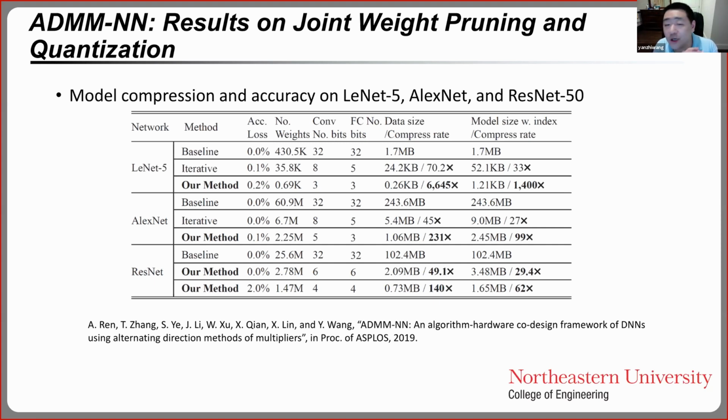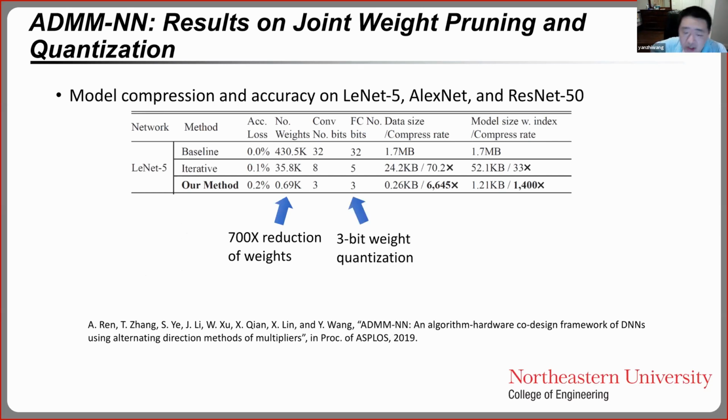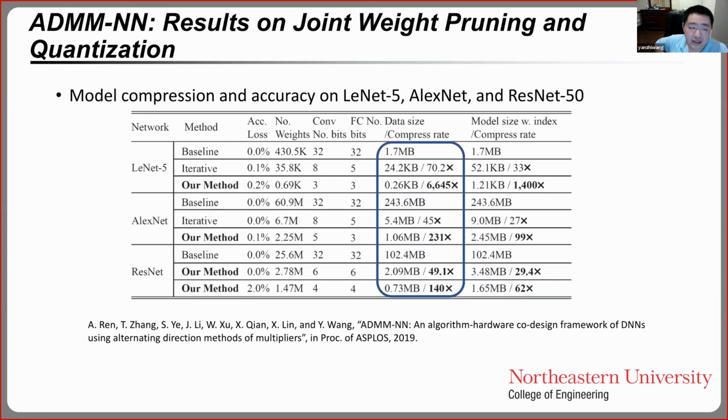So these are still working on LeNet, AlexNet, and ResNet, and the latter two are on ImageNet. We see this LeNet again, and this is the maximum compression that we show in these slides. We can achieve 700 times reduction of weights, and simultaneously, we can achieve 3 bits with quantization, and the accuracy is still 99%. So the overall data compression rate is 6,645 times, as we can see here. And for the others, like AlexNet or ResNet 50, we can compress by 100 to 300 times.